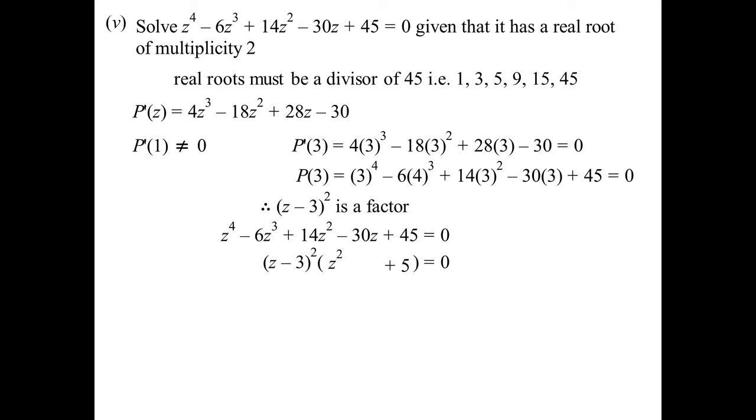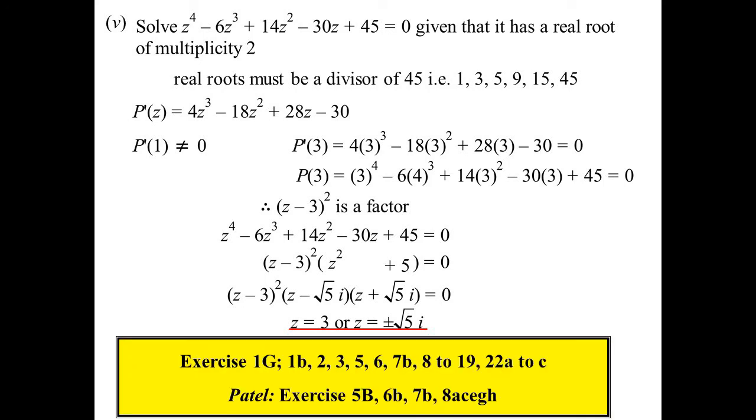Now the question said solve it. Okay, you could factorise it. I don't know why I bothered, to be honest, because it said solve it. It didn't actually say factorise all the way down. So really, I could have just said z equals 3, and I had the z squared plus 5, so I knew that was going to be plus or minus root 5. I probably could have gone straight to that line. So 1G, but also some Patel questions, playing with polynomials, but now with complex numbers as well.